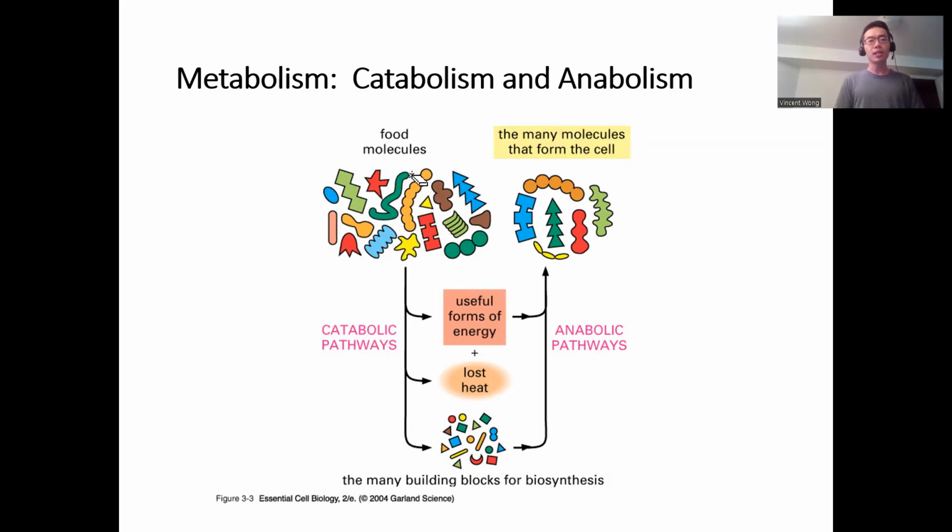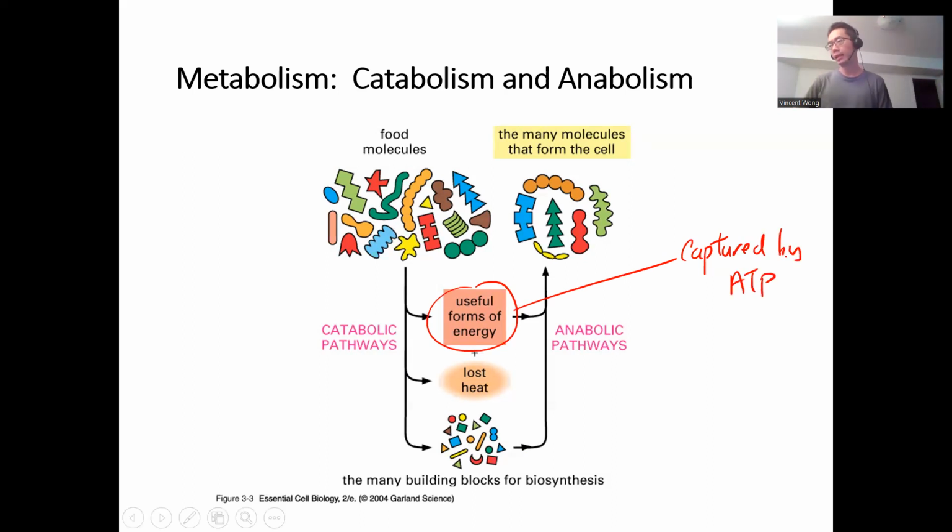Okay. In the process of breaking down the food into its building blocks, it will release a useful form of energy. This energy will be captured by ATP, the usable form of energy in the cell. I told you there are many different forms of energy in the cell. The currency for spending energy is in the form of ATP. So by breaking down your food, you capture as much energy as possible using ATP.